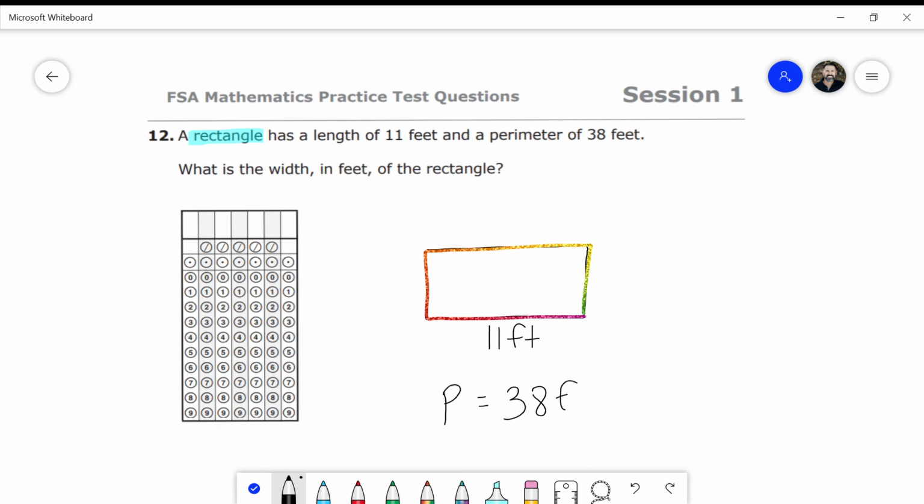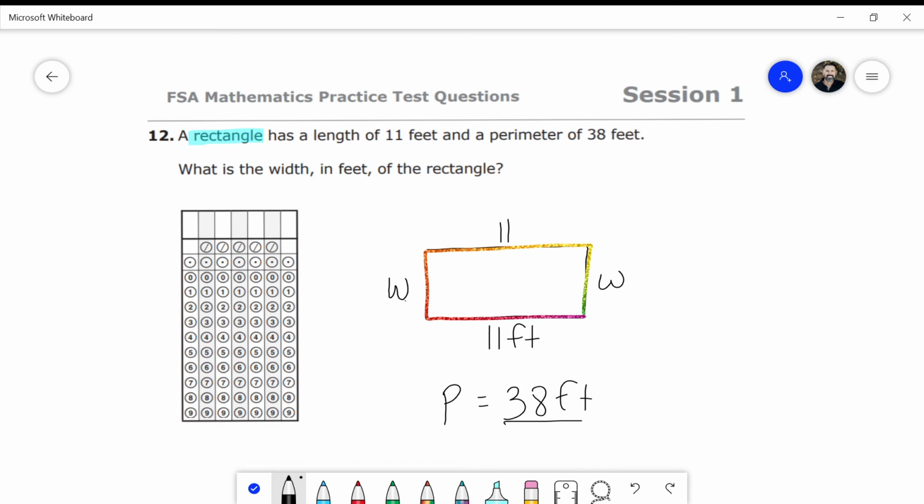And then it's asking me to figure out the width. Well, that's a missing measurement. Normally if I have that measurement, I won't have the 38 feet, and what I would do is add all the sides to find the perimeter. But this is one of those questions where I have a missing measurement, so I can't add what I don't have, right? I can't do 11 plus 11 plus W plus W. You just can't do that. And so there's a three-step process to help you find the missing measurement, which is the width.